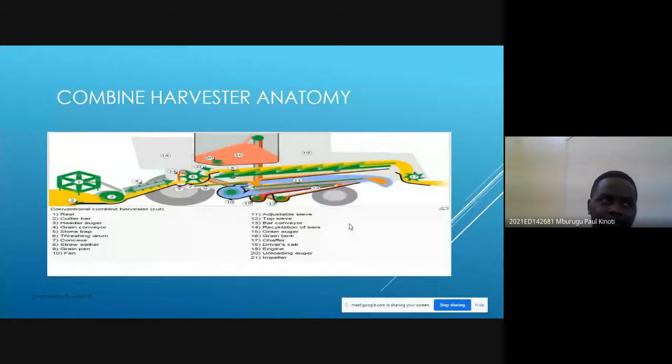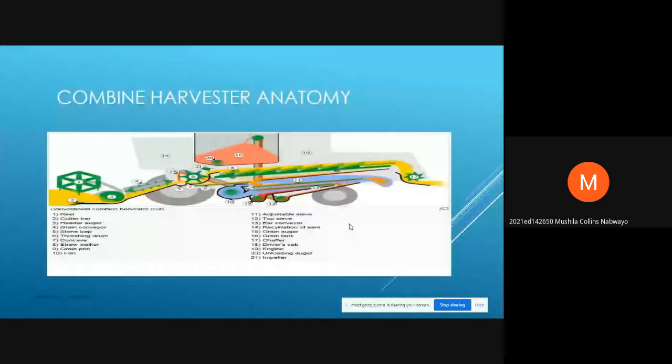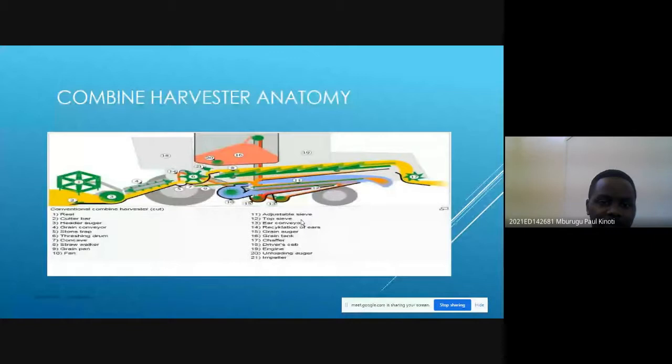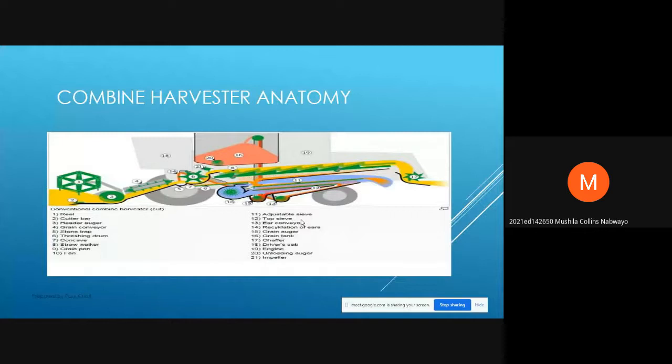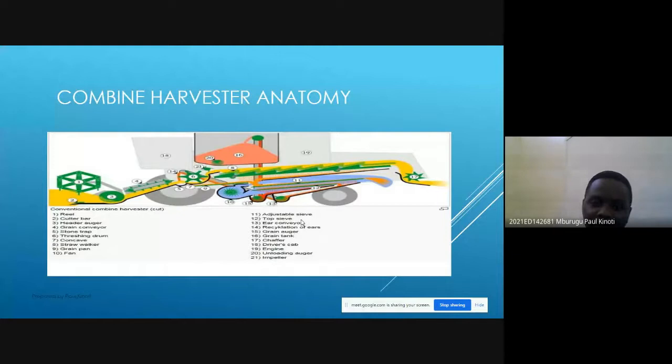Collins Mushila. Yes, sir. Can you see part 6? Yes. Yeah, and what is the name of part 6? Part 6 is the threshing drum. Yeah, the threshing drum, that is very good. Dennis Kilungu, tell us part 10. What is the name of part 10? Part 10 is the fan. Part 10 is the fan, that is very good.